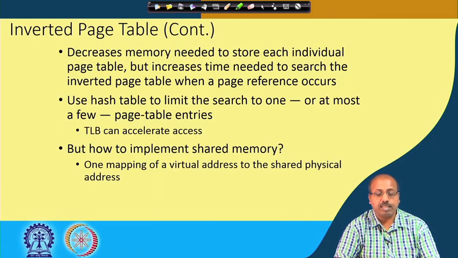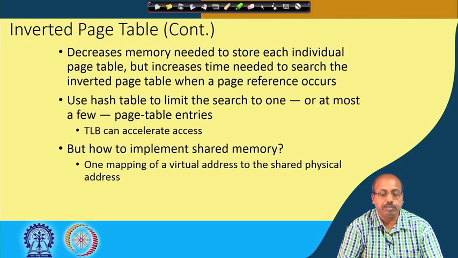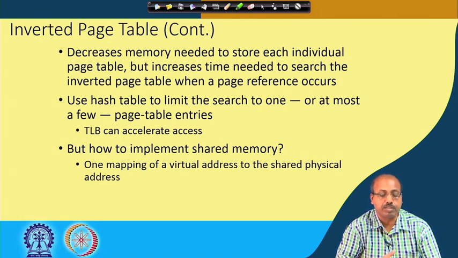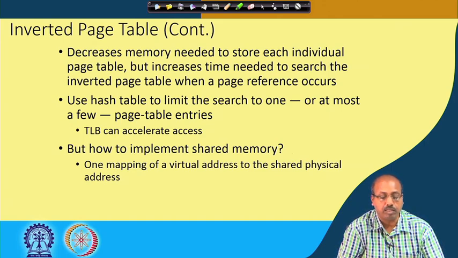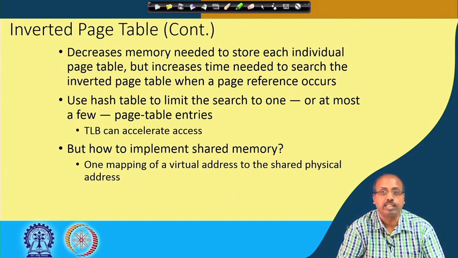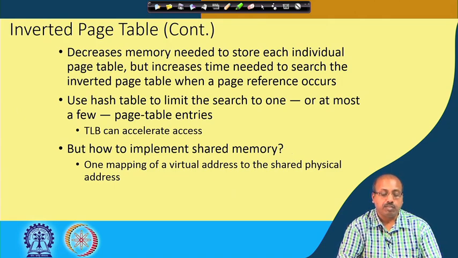So, it decreases the memory needed to store each individual page table, because we do not have to store page tables for individual processes, but it increases the time needed to search the inverted page table when a page reference occurs. So, we have to search that list, most probably sequentially. We can use some hash table to limit the search to 1 or at most a few page table entries. So, that is one possibility, using the hashing function as I was telling.